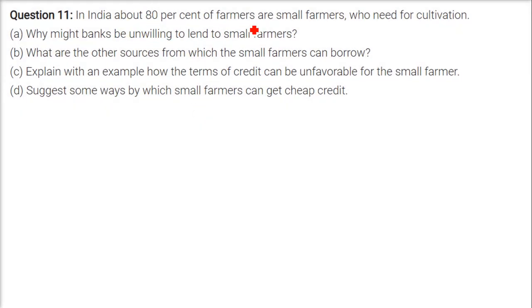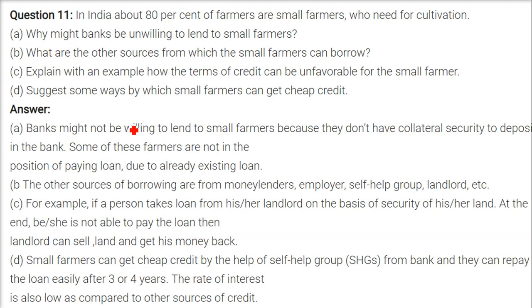In India, about 80% of farmers are small farmers who need loans for cultivation. Why might banks be unwilling to lend to small farmers? Banks might not be willing to lend to small farmers because they don't have collateral securities. A poor farmer will not have anything to show that if he doesn't pay, you can take his assets or collateral, liquidate it and be refunded what you have given. So they don't have any collateral security to deposit in the bank. Some of these farmers are not even in a position to pay back due to already existing loans.